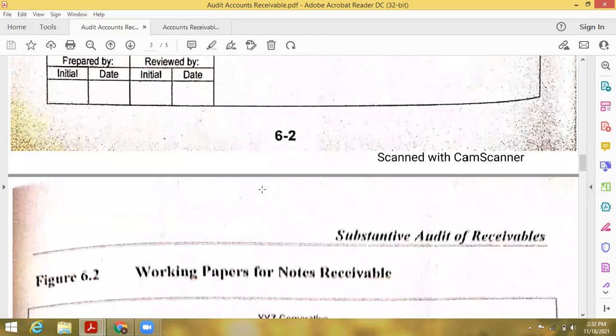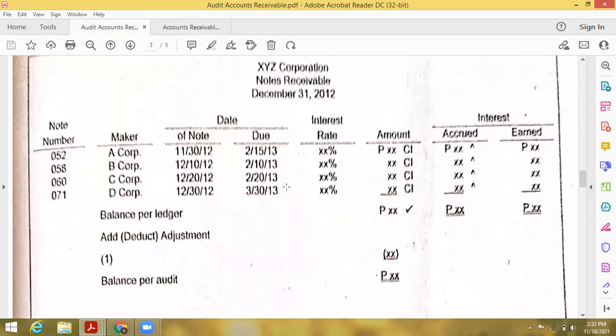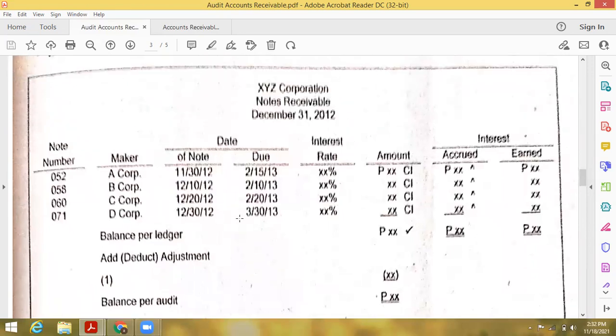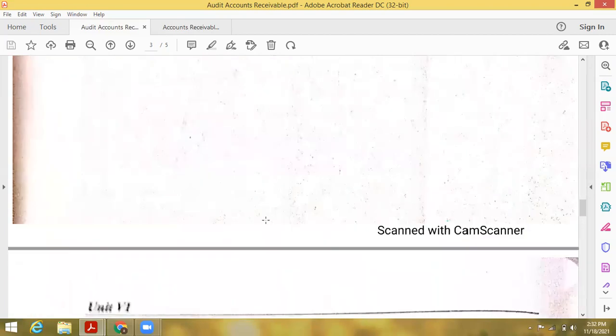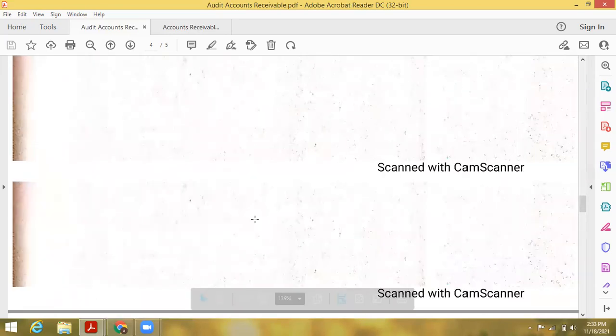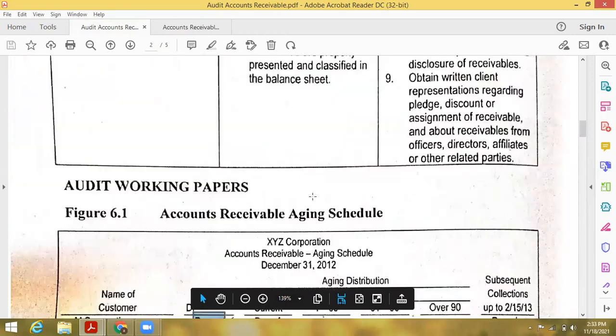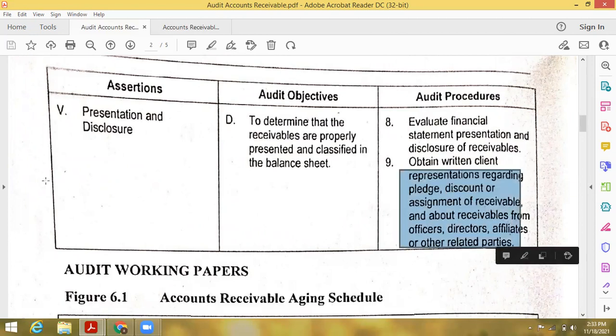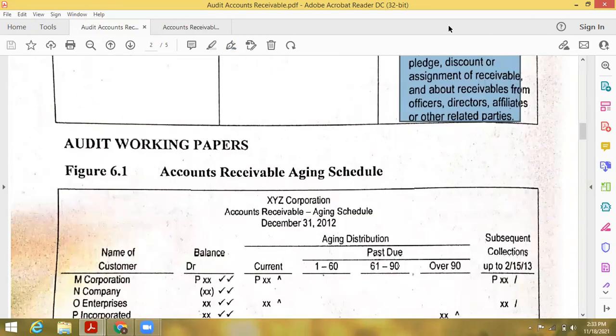So, ayan. Sa notes receivable, makikita naman natin, may schedule naman siya. So, tingnan na lang yan. And then, ito is yung positive form. Ito, pag nagtawag, ito na yung written communication letter na sinasabi ko, na lahat ba dapat ng mga pinagkakautangan ay mag-send sila ng letter or hingan mo ng letter na nakalagay doon talagang may utang yung company nila sa company natin. So, ganyan po.